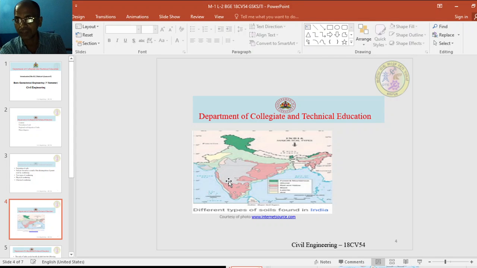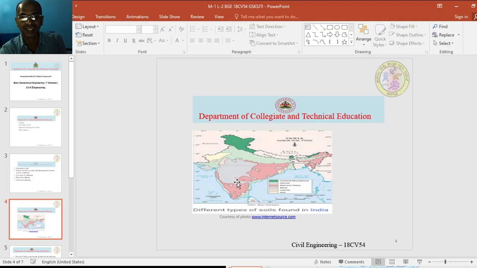As the name itself indicates, it is black in color and it is good for growing cotton. Okay. So what is the area coverage? It covers an area of 3 lakh square kilometers in India. What is the problem with this soil? This soil has a peculiar behavior called swell-shrink behavior. Swell-shrink behavior means whenever it absorbs water, it swells like a balloon.